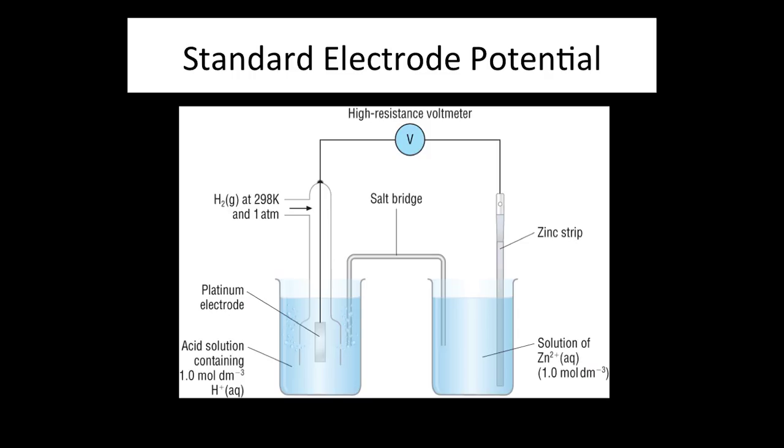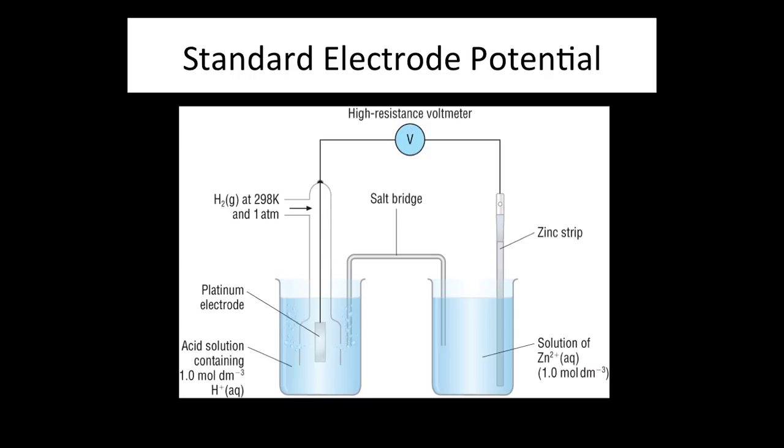A wire connects the 2 electrodes, allowing electrons to be transferred between the 2 cells. A high-resistance voltmeter is used to measure the potential difference between the 2 half cells. The whole setup is known as an electrochemical cell. A salt bridge connects the 2 solutions, allowing ions to be transferred between the half cells.